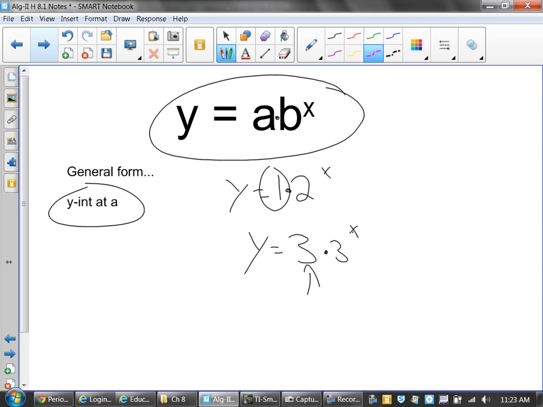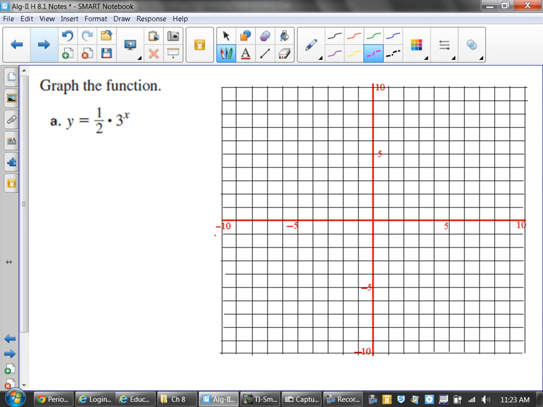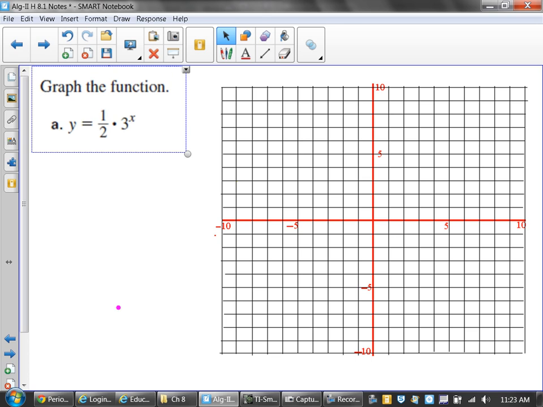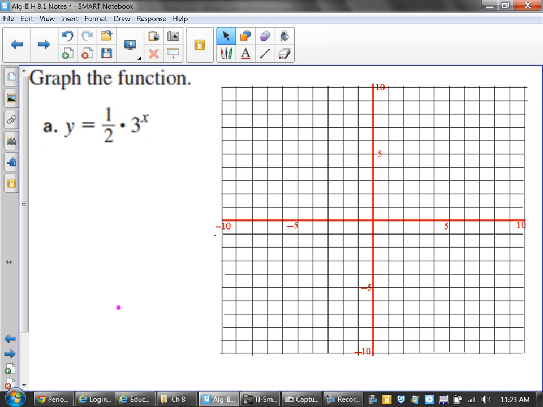For example, if I look at this simplistic idea of y equals 1/2 times 3 to the x, when I go to graph these things, it's in the form of y equals a times b to the x power. Since there's nothing tacked along with this, it's just y equals ab to the x. I know I have a horizontal asymptote.